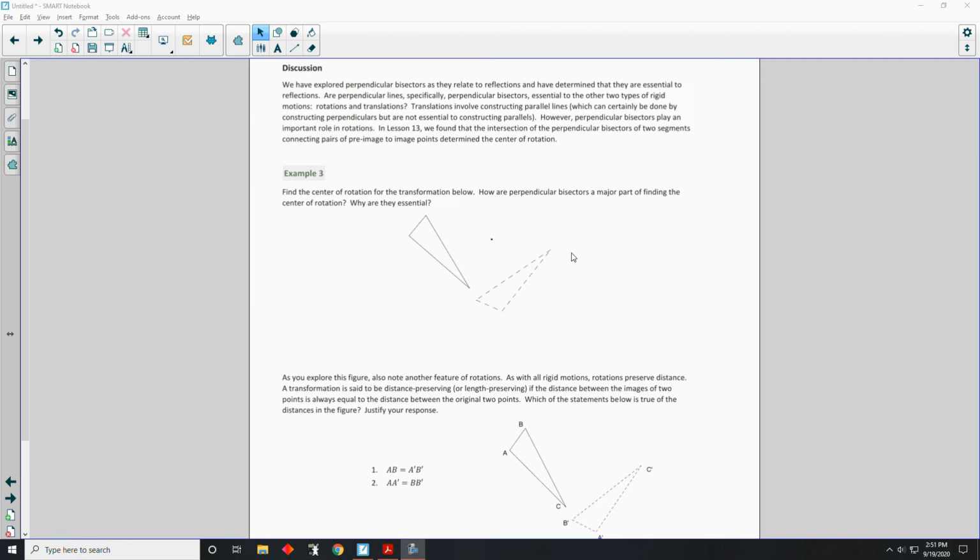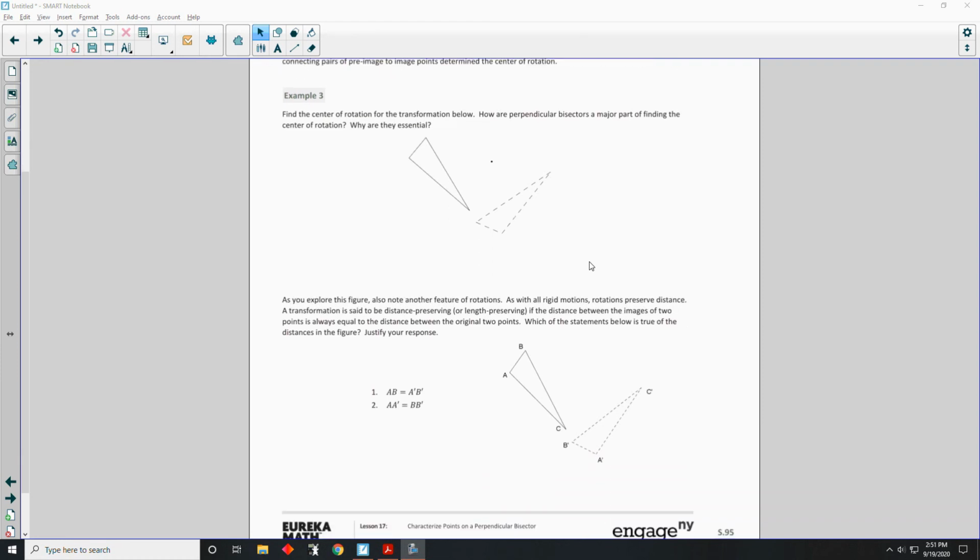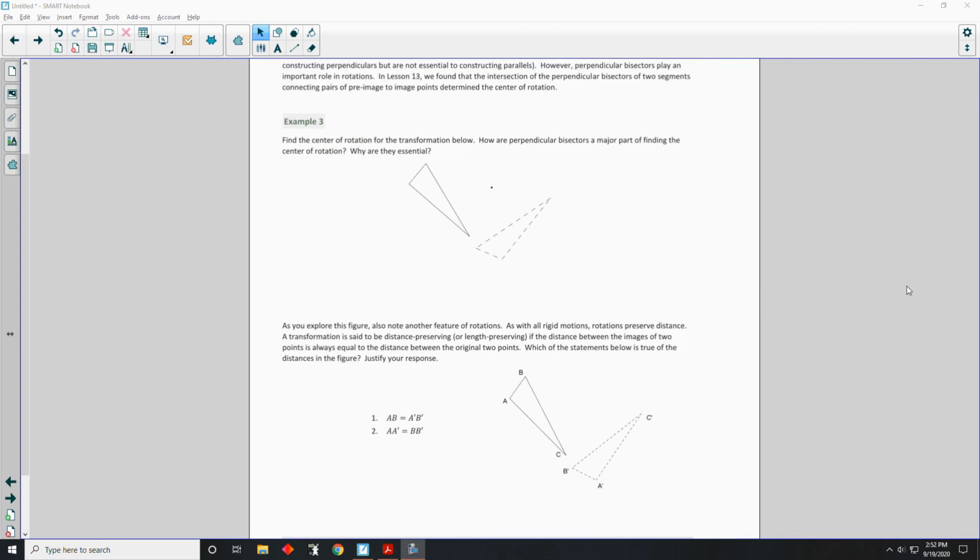In lesson 13, we found that the intersection of the perpendicular bisectors of 2 segments connecting pairs of pre-image to image points determine the center of rotation. So example 3 says to find the center of rotation for the transformation below. How are perpendicular bisectors a major part of finding the center of rotation, and why are they essential?